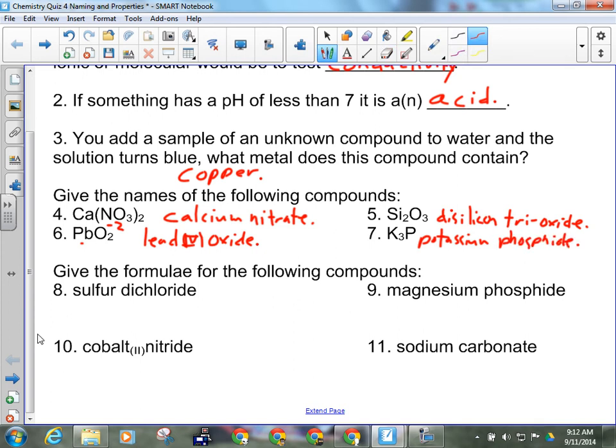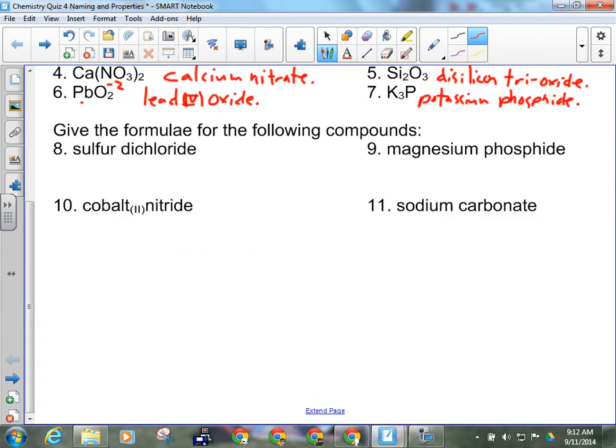Okay. Then for these ones, give the formulae for the following compounds. Sulfur dichloride. All right, that's molecular. It's got a prefix in it, so that's simply going to be SCl2. Okay, magnesium phosphide. Ionic, so I've got to do the drop and swap. Magnesium is +2. Phosphide is -3. Drop, drop. Mg3P2.